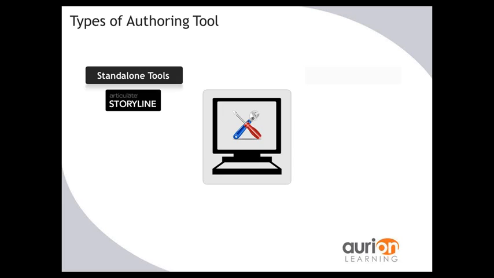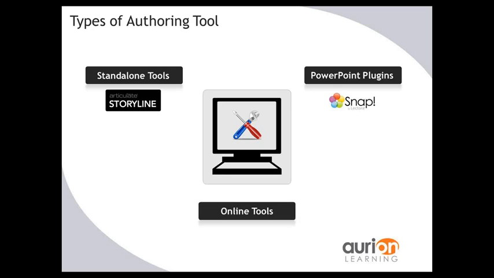Second, we have PowerPoint plugins. PowerPoint plugins require a compatible version of PowerPoint to be installed, and the example we'll be using is Snap by Lectora. And third, we have our online tools. Online tools do not require software to be installed on your computer. That makes them largely platform independent. And a good example we're going to use is Composica.